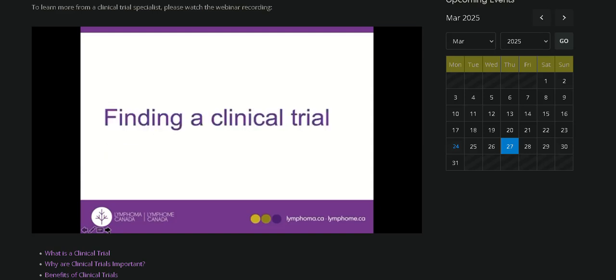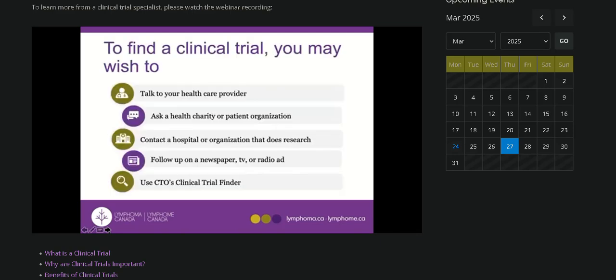So those are kind of the basics about clinical trials themselves. Let's move on to finding a clinical trial. If you're interested in a clinical trial, there are different things you might do. You might choose to talk to a healthcare provider. Some are really knowledgeable about trials and can help you out in that way.